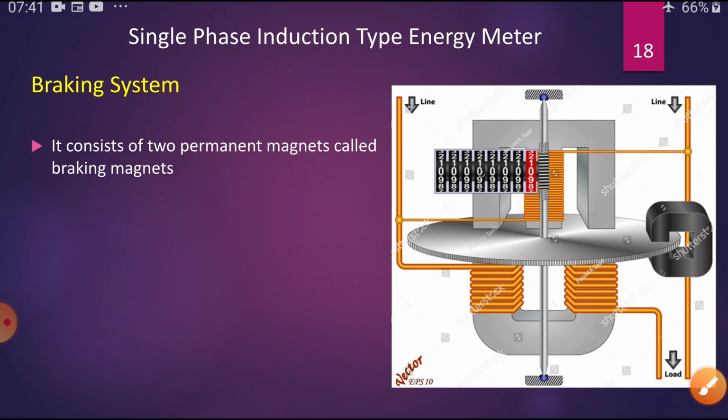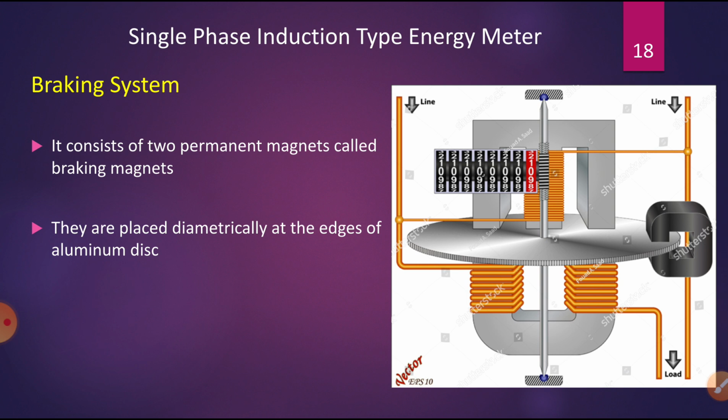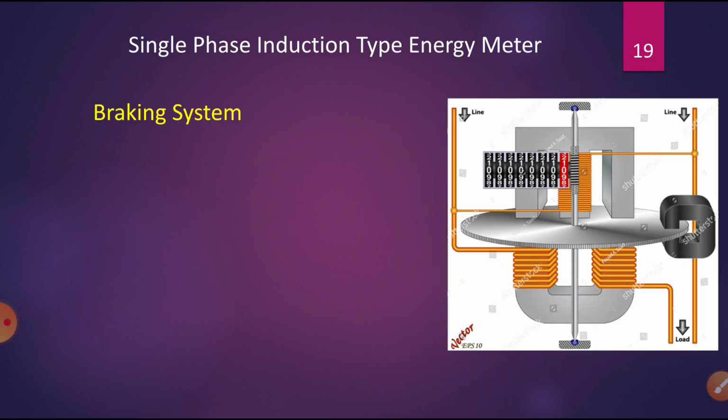Now let us see this one. It consists of two permanent magnets called braking magnets. They are placed diametrically at the edges of the aluminum disc. The aluminum disc moves in the field of the magnets. What will happen? If it moves, automatically it induces an EMF. The aluminum disc provides the braking torque. The position of the permanent magnet is adjustable.